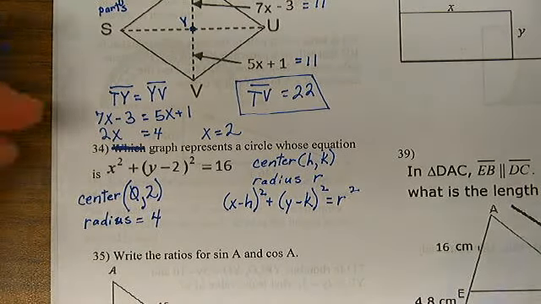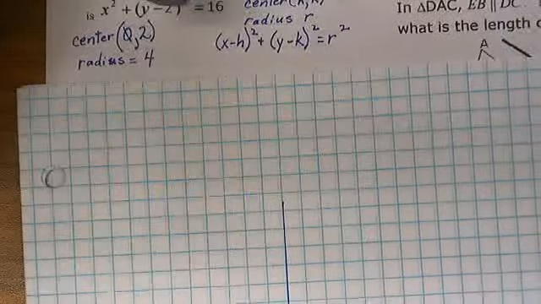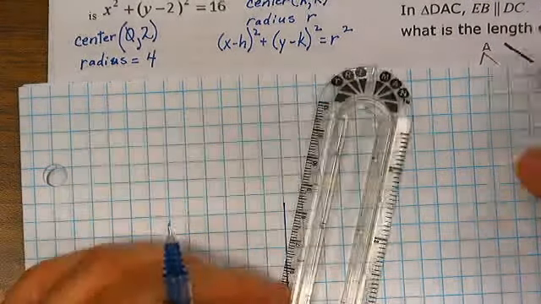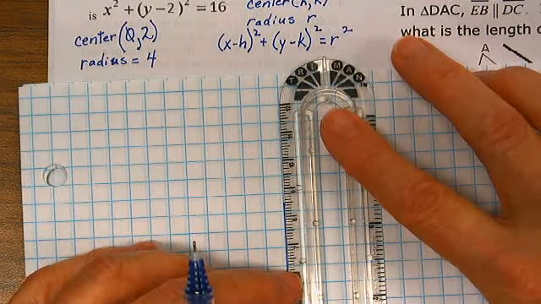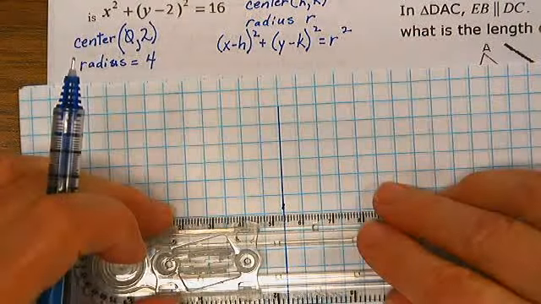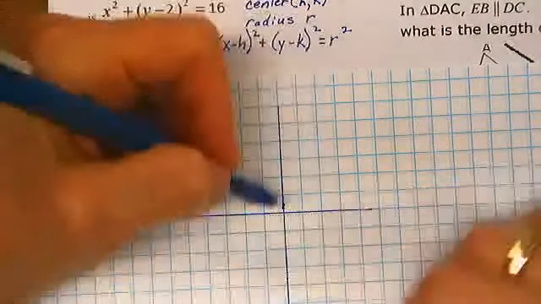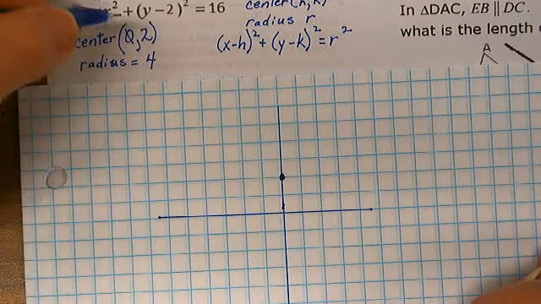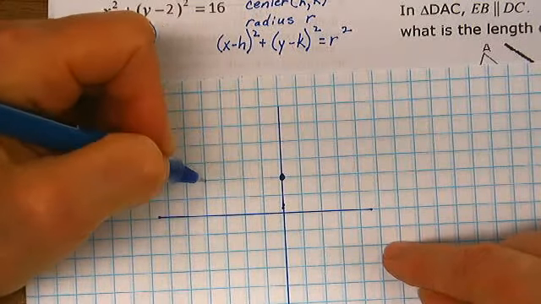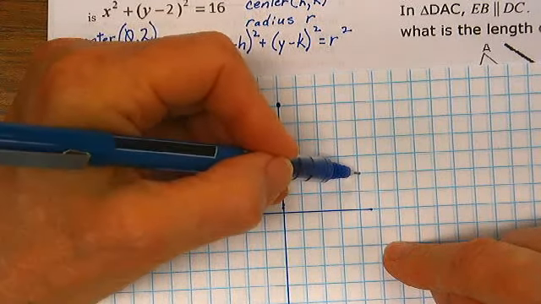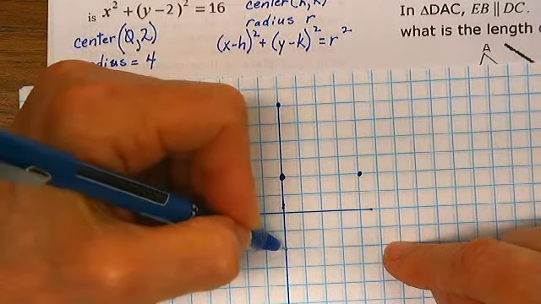So if I had to graph this particular problem, the way I would graph it would be to plot the center at (0, 2), that's the center. My radius is 4, 1, 2, 3, 4, in each direction.